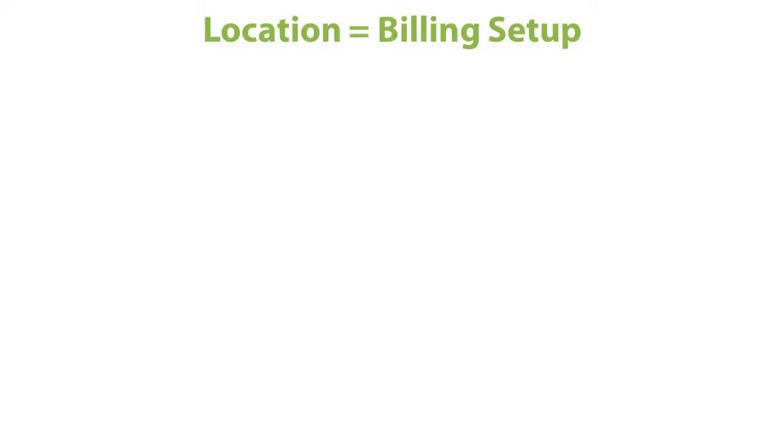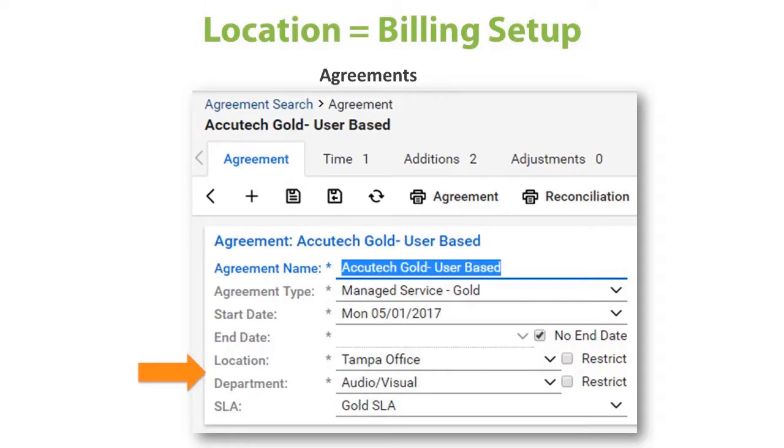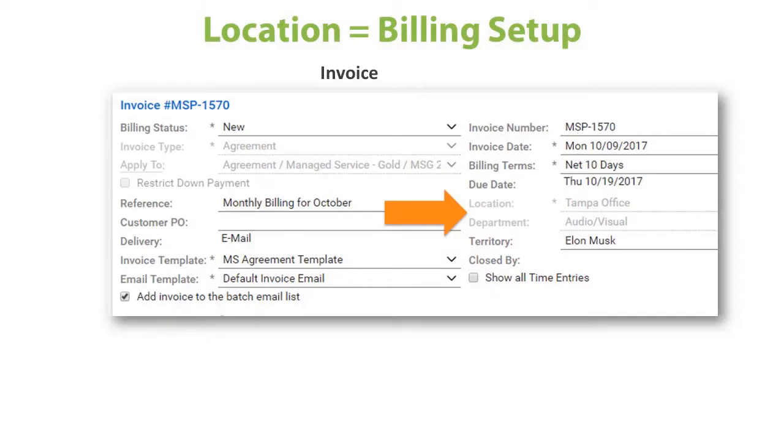Now, let's look at how the location impacts your billing setup. This is a billable time entry. Remember, we mentioned that a time entry will inherit the ticket's location and department. Agreements will also inherit the location and department, although during setup they can be changed for a client as needed. When the agreement invoice is created, it will also inherit the location and department from the agreement and cannot be changed on the invoice. This is why your location requires a billing setup.